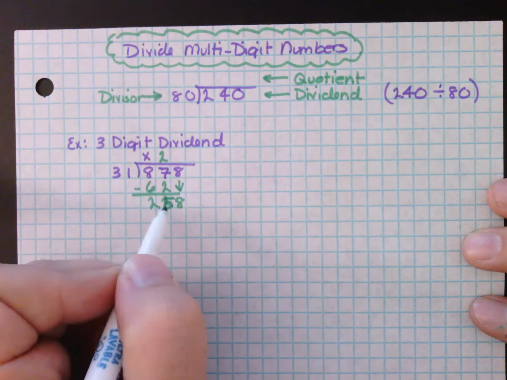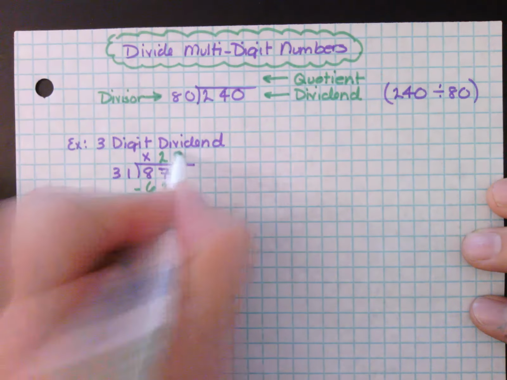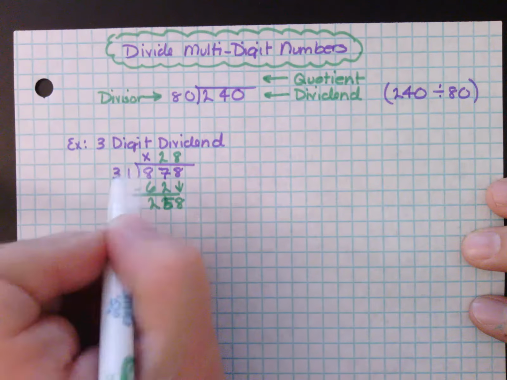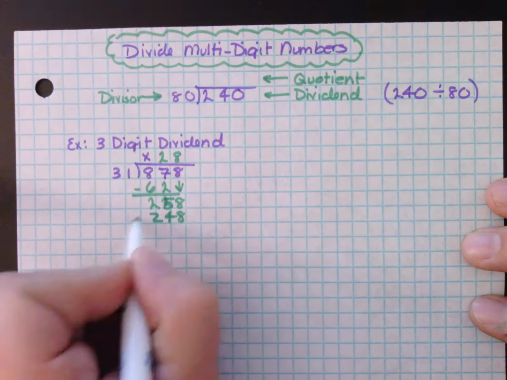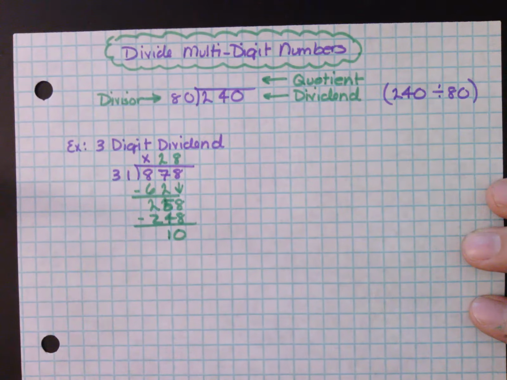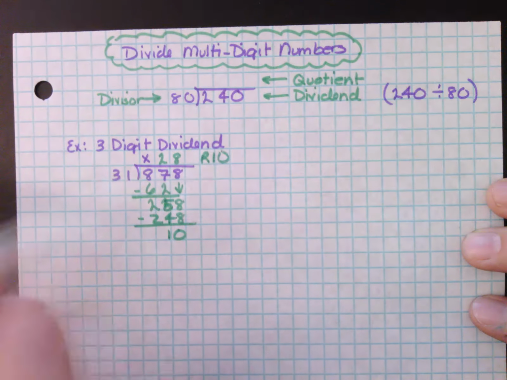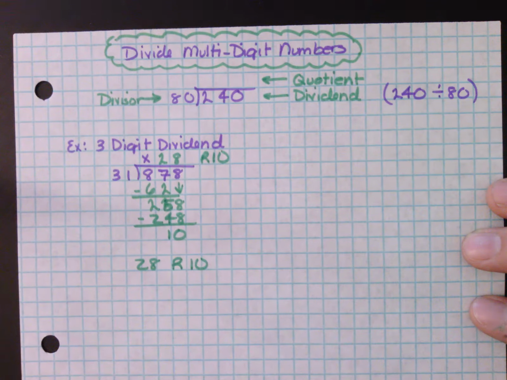3 times 8 is 24, something I can multiply by 8. 8 times 31 happens to be 248. And so that gives us a remainder of 10. So the answer is 28, remainder 10.